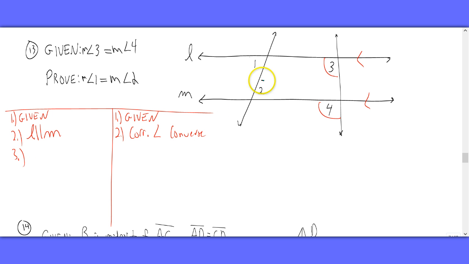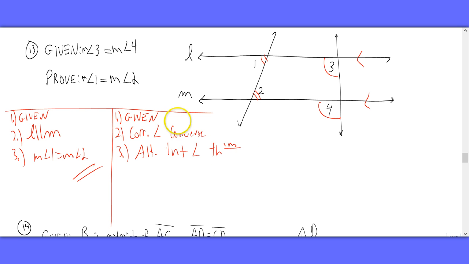Now going forward from that, since L and M are parallel to each other, I can now say the measure of angle 1 is equal to the measure of angle 2, because parallel means that those alternate interior angles must be equal to each other, and this is the alternate interior angle theorem.